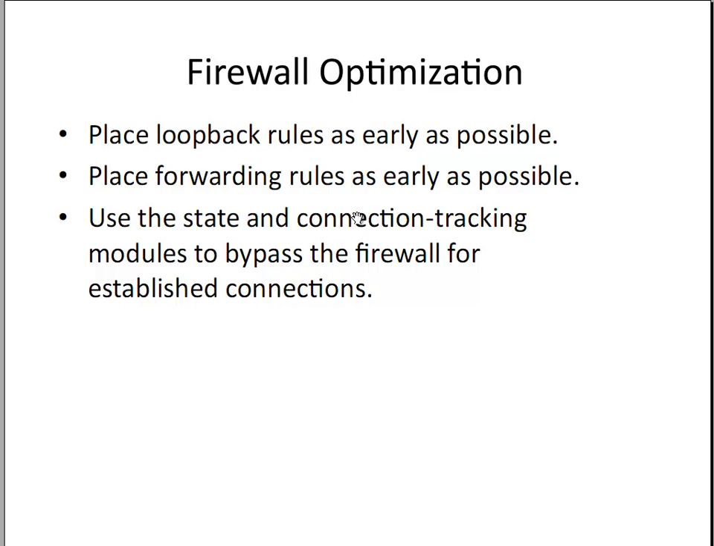We also want to use state and connection tracking, which relates to a stateful packet filter, to bypass the firewall for established connections, because if something's already established and related, it's already gone through all the firewall rules. We don't want it to traverse the input and output chains if it's not necessary.